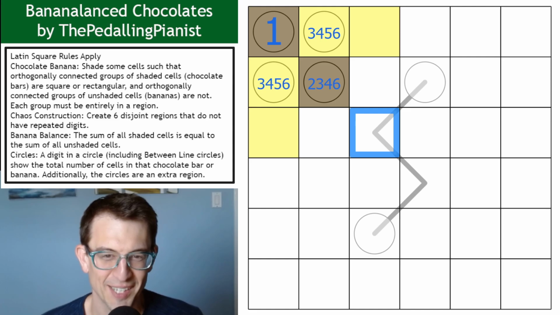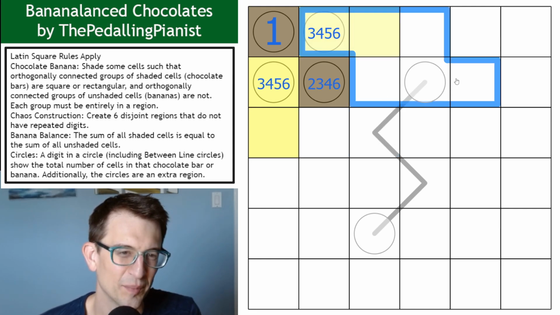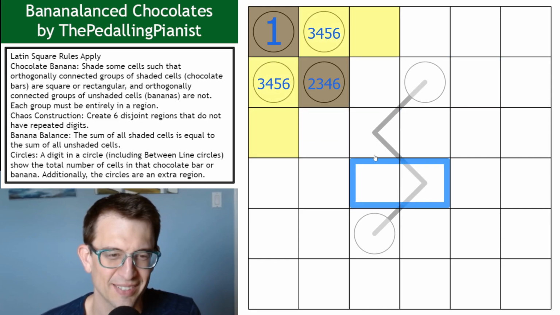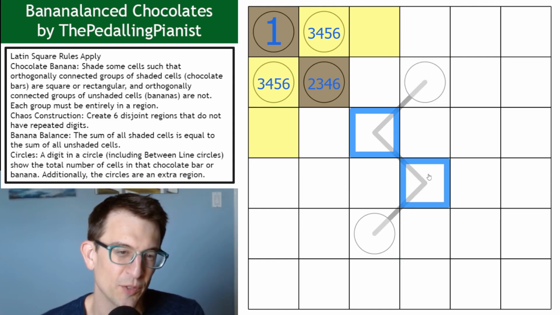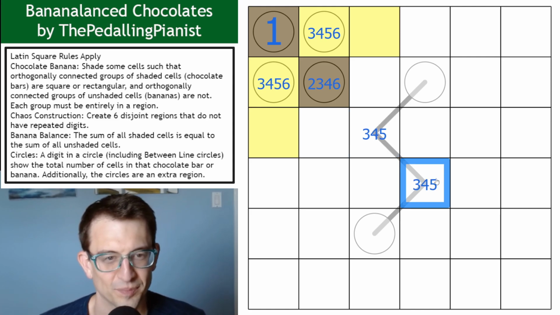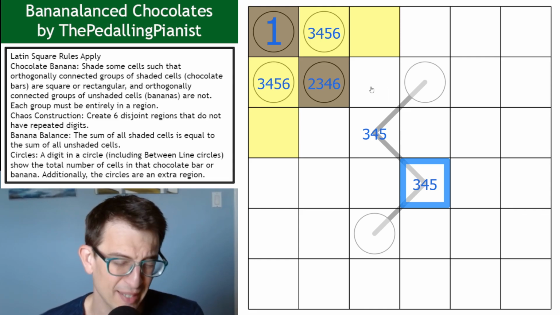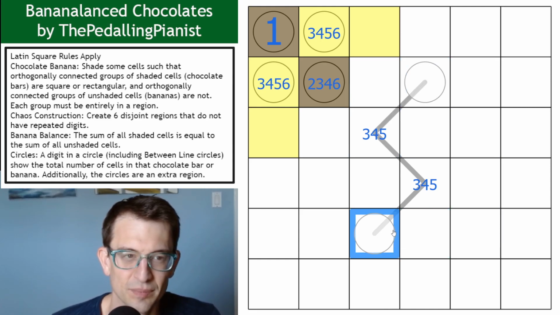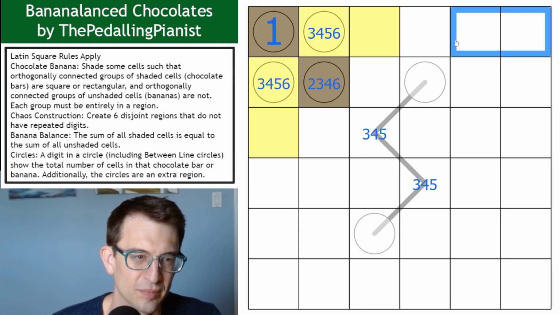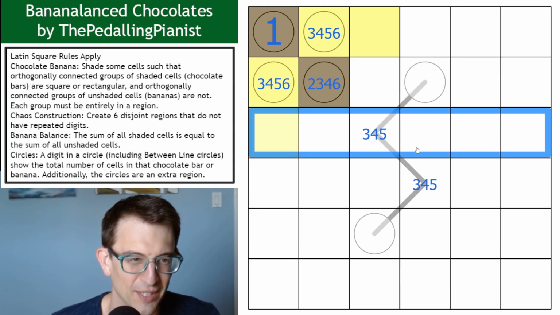I don't think I can do anything with the banana balance rule yet. Maybe. What do I do next? So since the lowest the circles can be now is 2, these are between 3 and 5. Maybe I think about where the 6 goes, but I feel like 6 could go really anywhere. Do I think about where the 1 goes? No, I don't think I can do any Latin square logic yet.